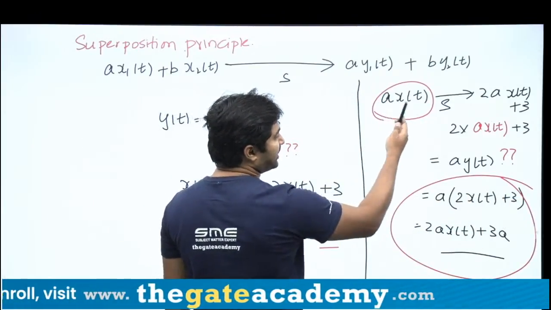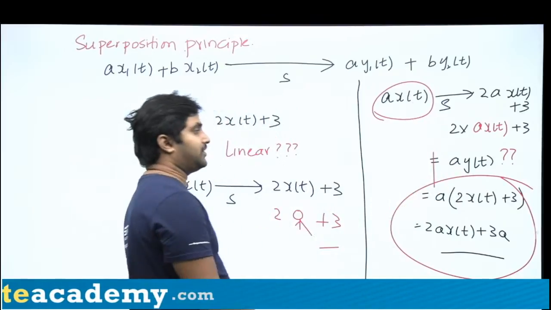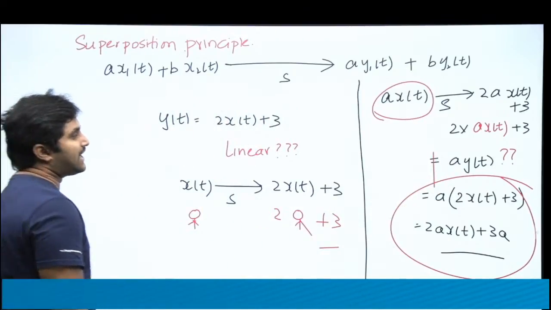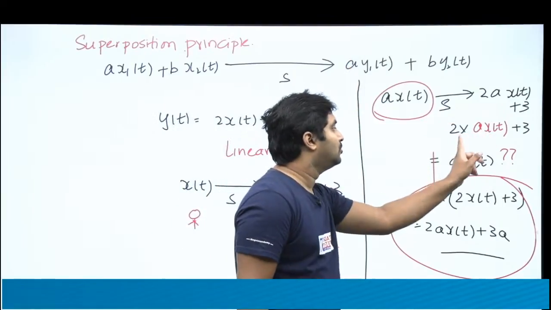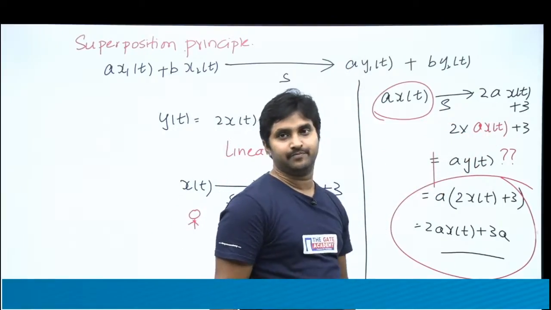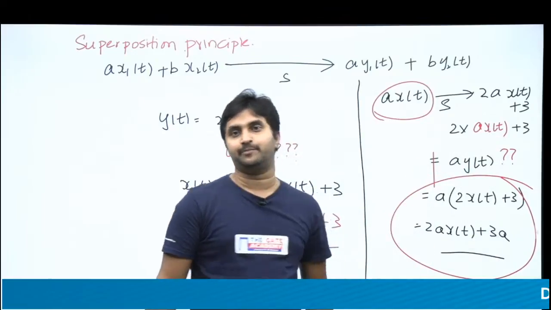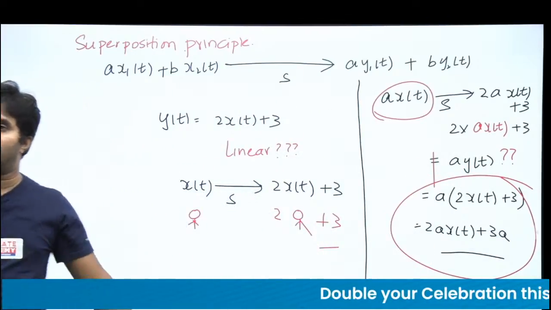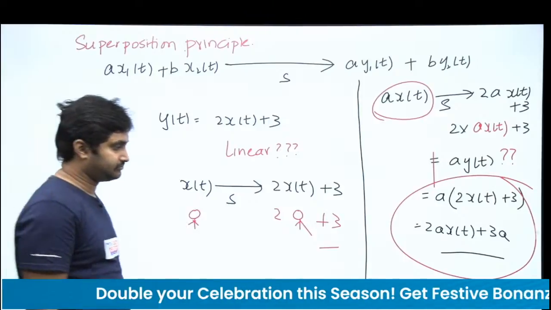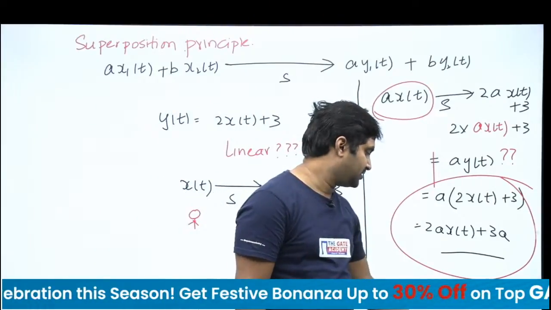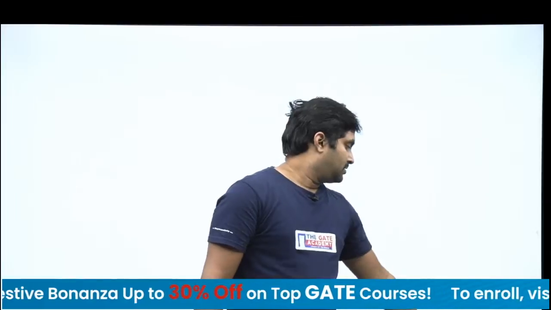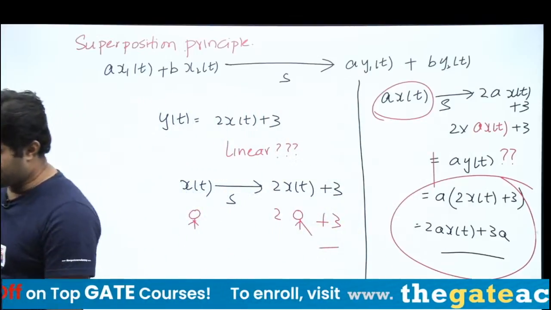a into x of t is not equal to a into y of t, because a into x of t is leading to 2a x of t plus 3, but it is not leading to a into y of t, my dear students. That is a problem. Understood? Is that clear, everyone?